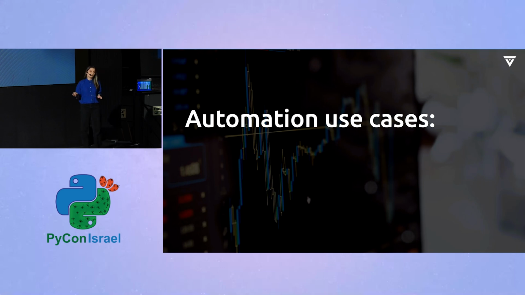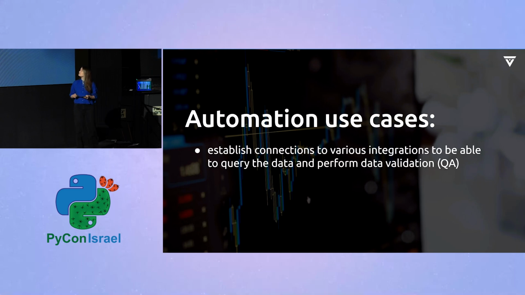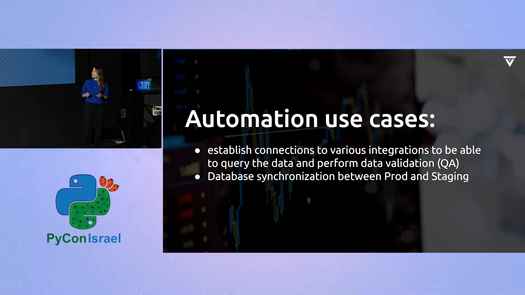Also, we care about automation. We don't want to do everything manually, right? So for our QA team, especially, I promise them I mentioned them, we want to enable them to make connections to all the data sources, to everything they need to validate. We might also want to do database synchronization between prod and staging.